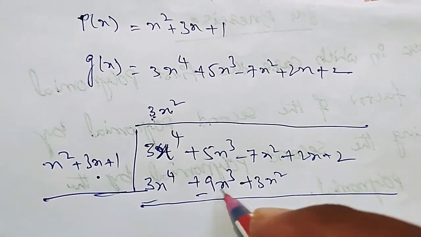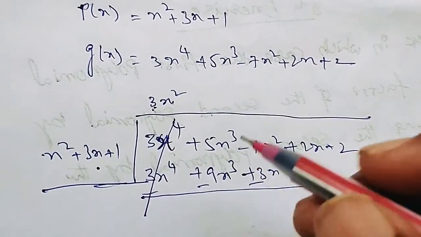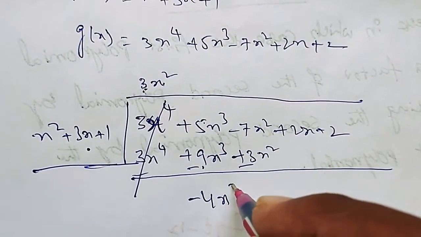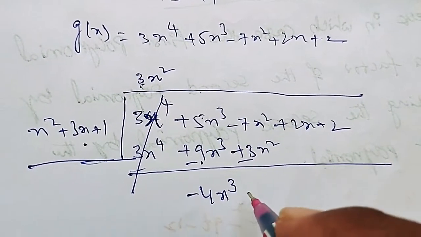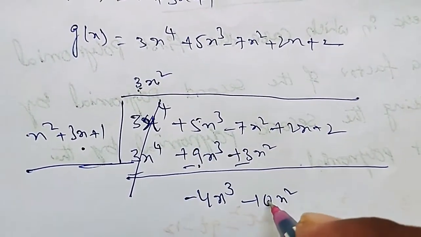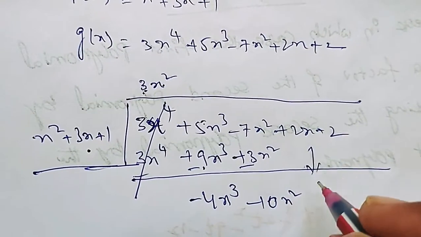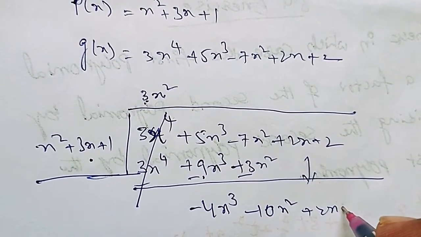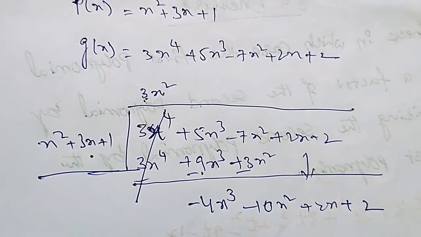So minus, minus, these cancel each other. Minus 9 plus 5 is minus 4x^3, and minus 3 minus 7 is minus 10x^2. Now the remaining terms are plus 2x plus 2.